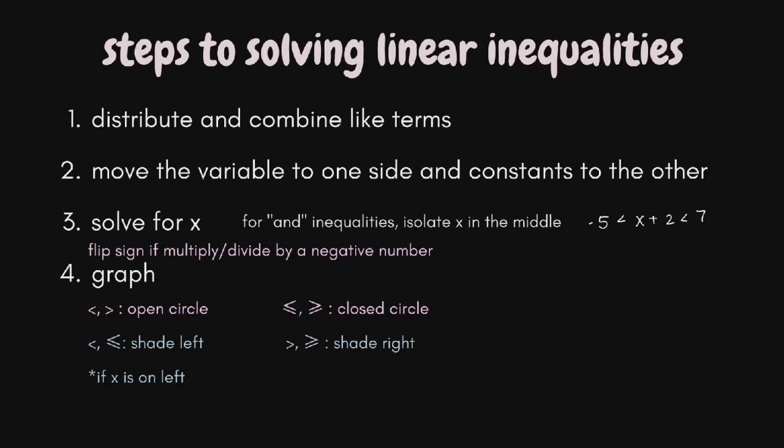And if you have to multiply or divide by a negative to get x by itself, then you have to flip the sign. So if it was a less than sign, then you have to flip to a greater than. And then you'll have to graph. If it doesn't have an equal to, then it's going to be an open circle, and if it does have an equal to, it's going to be a closed circle. If you write your answer with x on the left, if it's less than, then you'll be shading to the left, and if it's greater than, you'll be shading to the right.